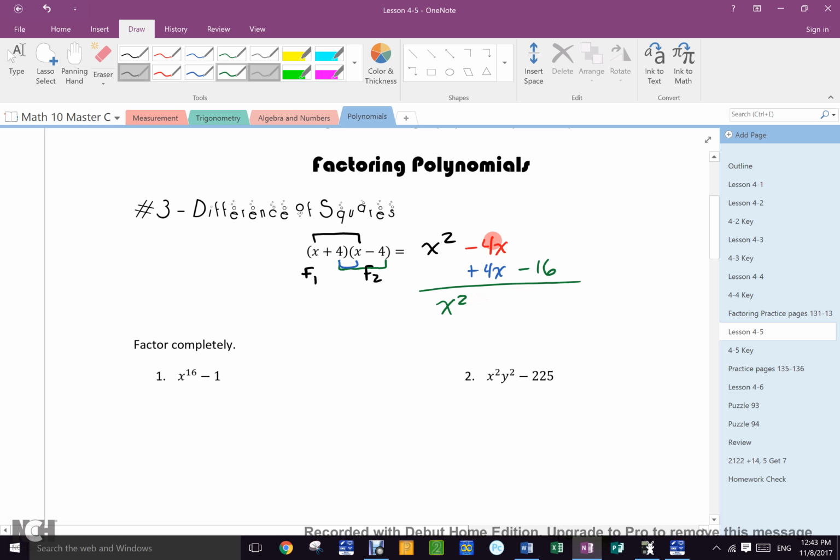X squared. What happens here? It goes away because that's 0. Minus 16. Right? Now I want you to look, talk with your neighbor if you can, and see if you can figure out some relationship between what I've highlighted in blue and what I've highlighted in green. Go.